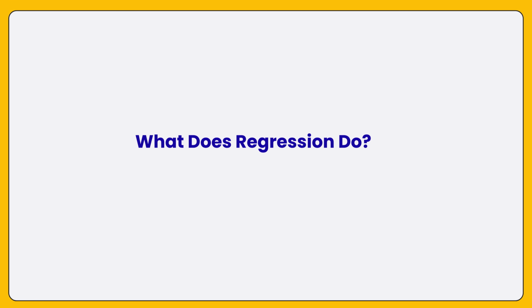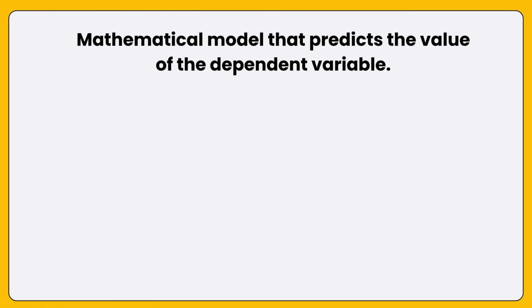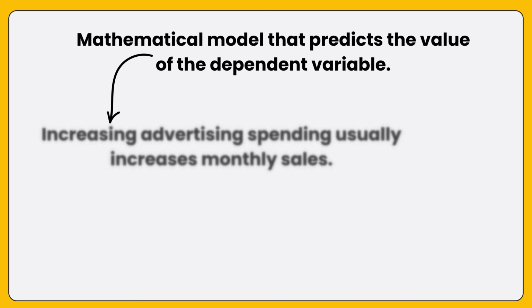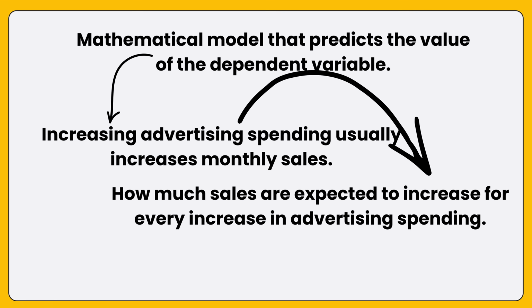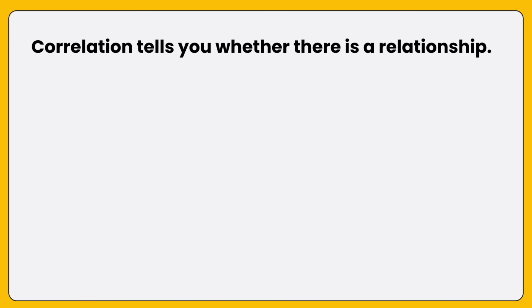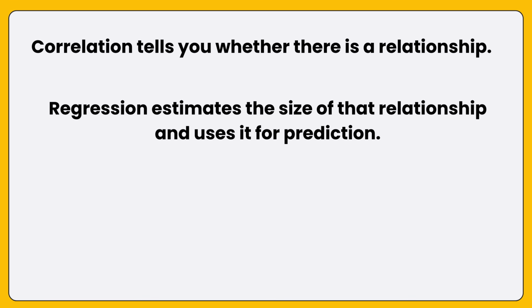What does regression do? Regression creates a mathematical model that predicts the value of the dependent variable. If your research shows that increasing advertising spending usually increases monthly sales, regression does not stop there. It estimates how much sales are expected to increase for every increase in advertising spending. This is the main difference between correlation and regression. Correlation tells you whether there is a relationship. Regression estimates the size of that relationship and uses it for prediction.